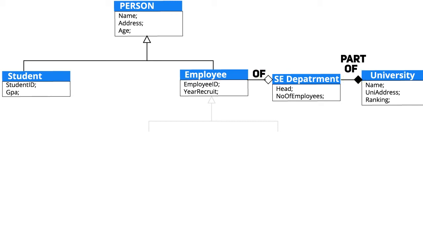Composition relation means if you take the composition relation of university and software engineering department, the main class here is the university. If the university is no more, then there is no more software engineering department as well. As for the aggregation part, software engineering department is the main class of aggregation to employee. If for some reason software engineering department is vanished, employee will exist.